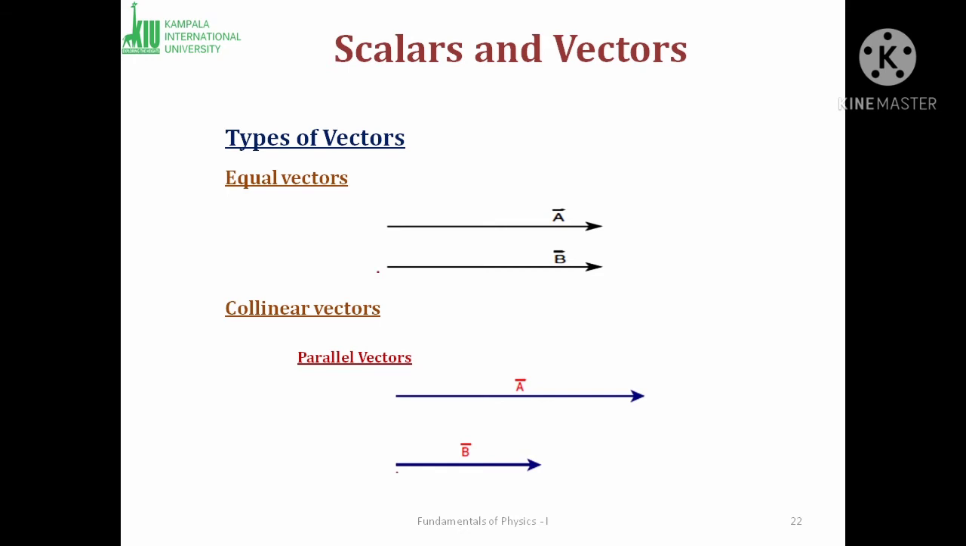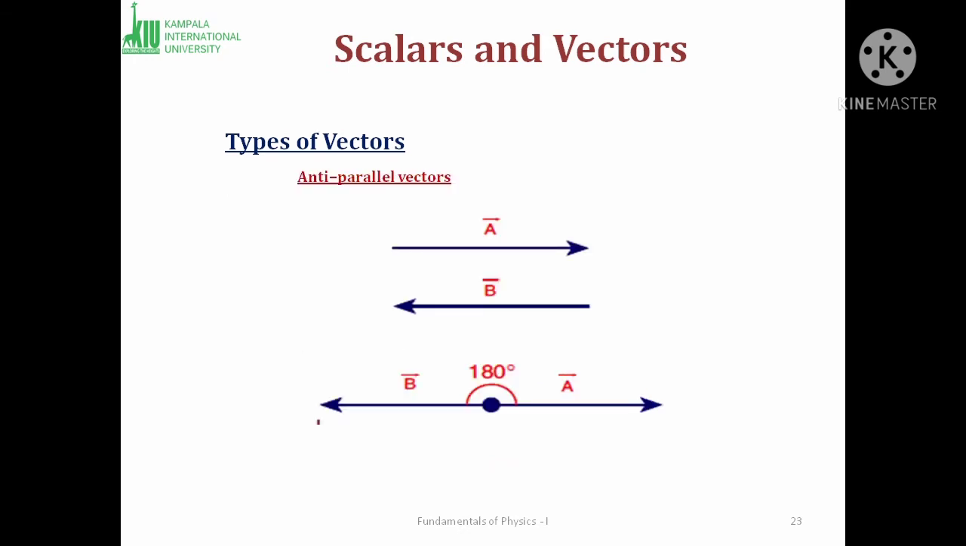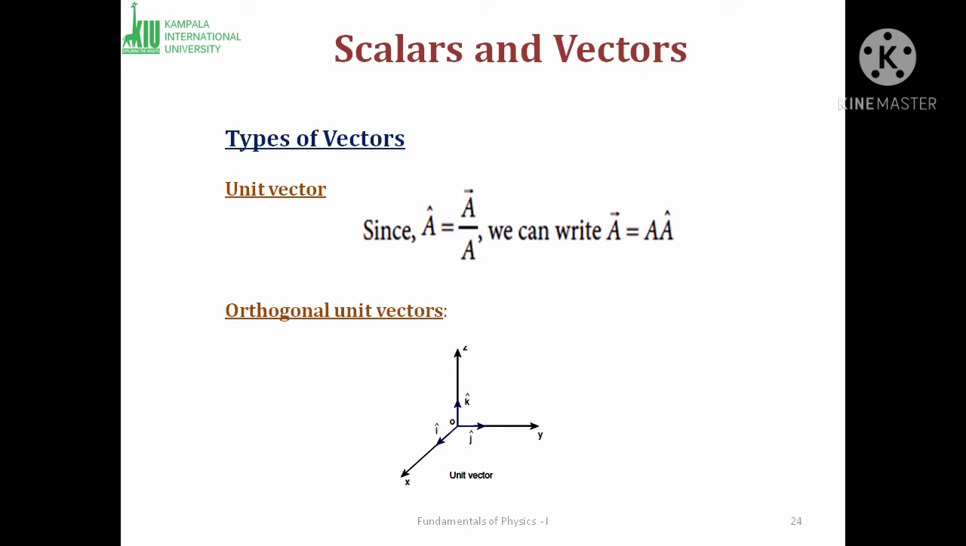That is a parallel vector. And anti-parallel vector, that is, if two vectors act in opposite directions along the same line or parallel lines, it is called an anti-parallel vector. Here in this diagram, A and B, two vectors, are in opposite directions, and the angle between these two vectors is 180 degree, right? Next one is unit vector. A unit vector is a vector divided by its magnitude, right?